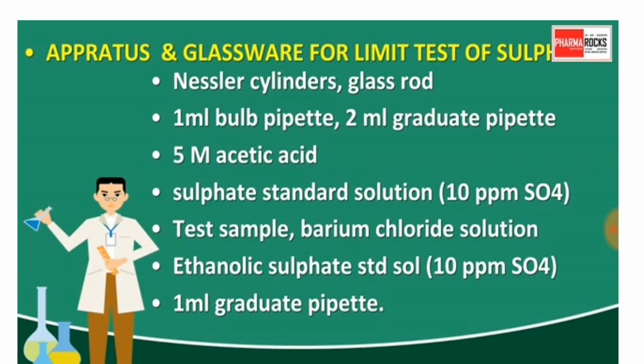In this experiment we have different apparatus and glassware for the limit test for sulfate. As we mentioned in the previous experiment also, the Nessler cylinder and the glass rod are very important and common apparatus for this test. A 1 ml bulb pipette and a 2 ml graduated pipette can also be used. 5 molar acetic acid is also used, and sulfate standard solution, which means 10 ppm sulfate ion, the test sample, barium chloride solution, and ethanolic sulfate standard solution with almost 10 ppm sulfate ion. A 1 ml graduated pipette can also be used. Actually, this equipment and glassware can change based on the availability of equipment in our skill lab. It is not fixed, so you have to modify it according to the skill lab.